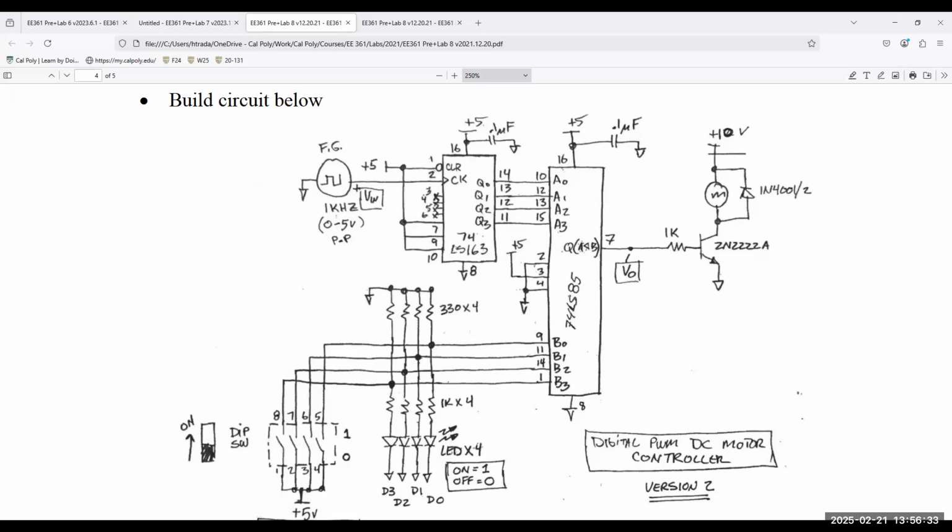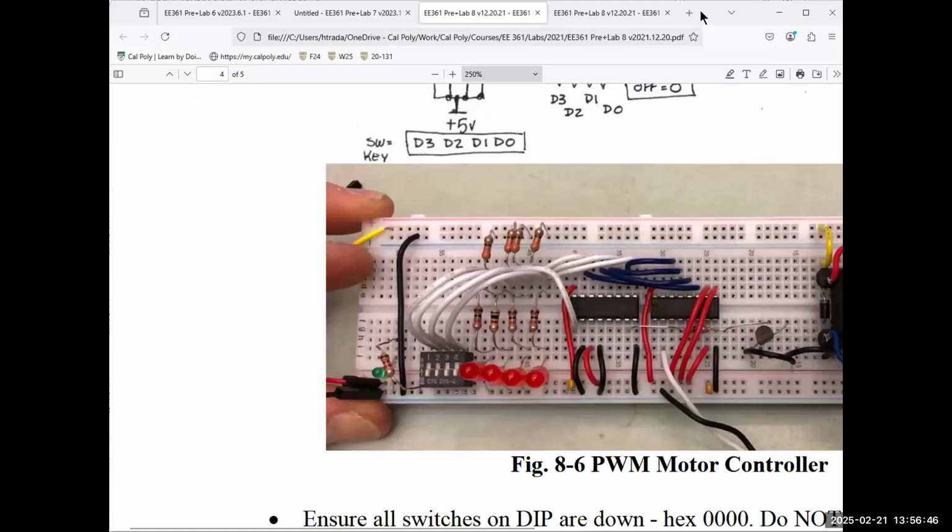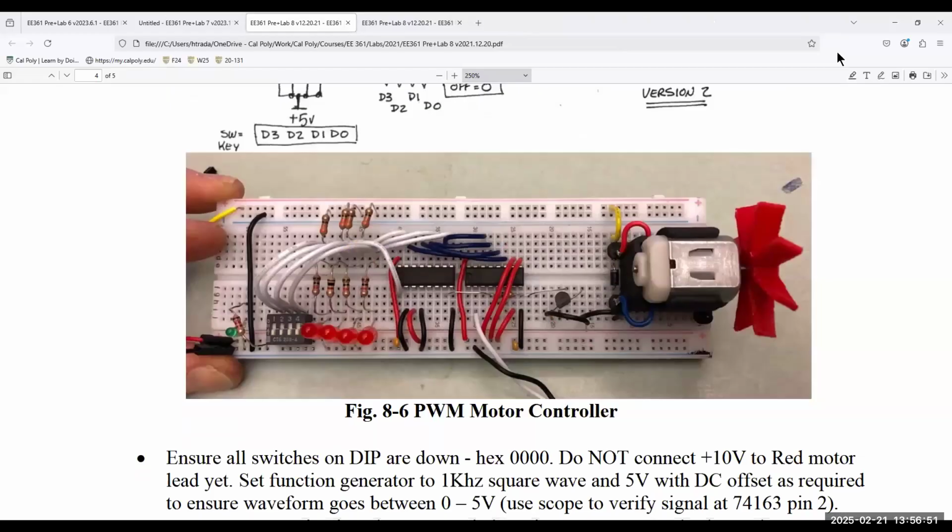Every single time I teach 361, I bring it in on the first day of lab class and show it to students. And this is what we're going to build in lab 8. The circuit looks like this on the breadboard. Oh, this is not my version. This was done before I came.